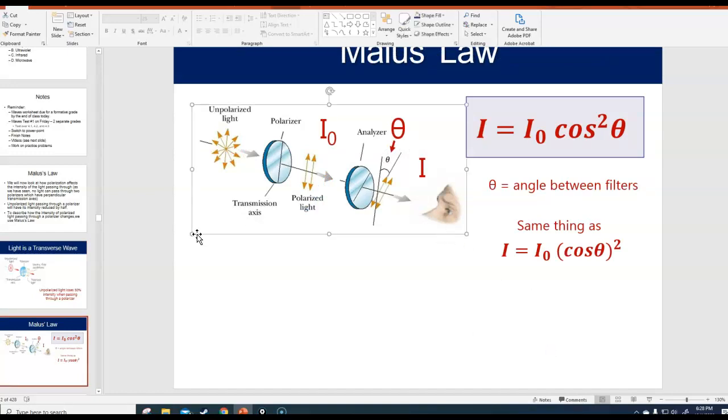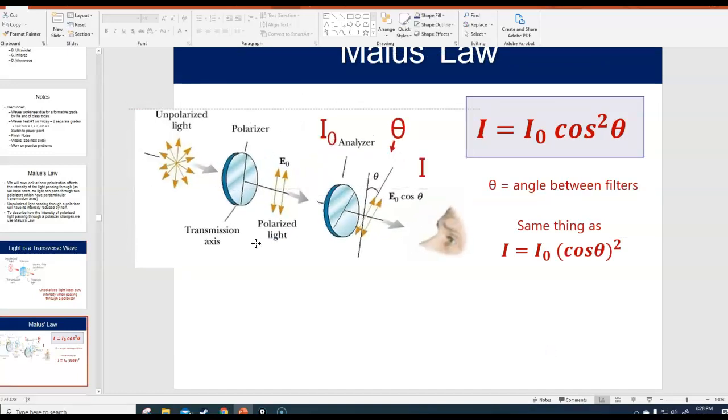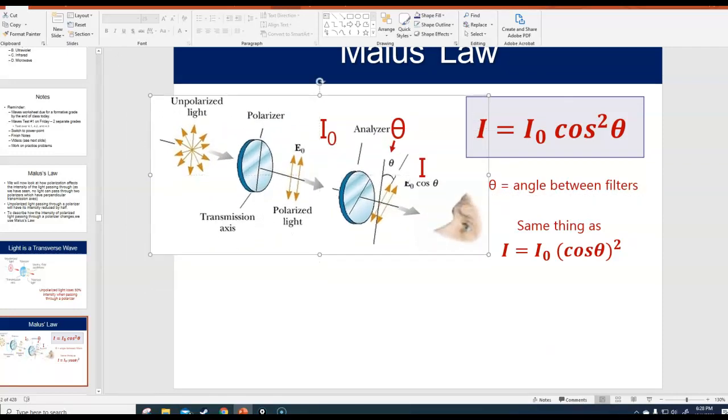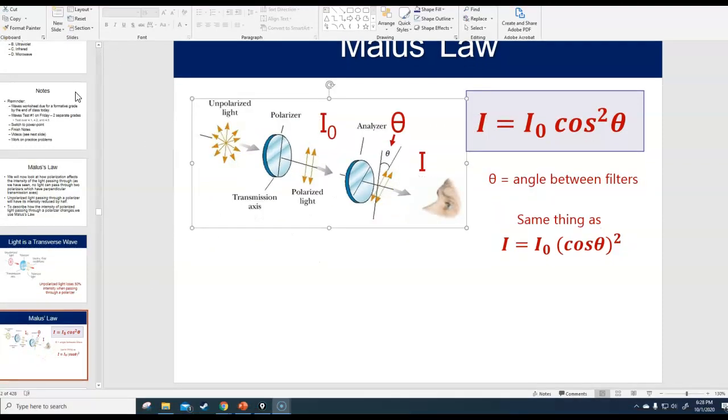Now I'll try to make this picture a little bit bigger. First of all, the equation for Malus's Law is in red up here. It is I equals I naught times cosine squared theta. So let's try to understand what this law is saying. Let's say we have a situation where we have unpolarized light from some source. It goes through a polarizer, its intensity is reduced by half, whatever.